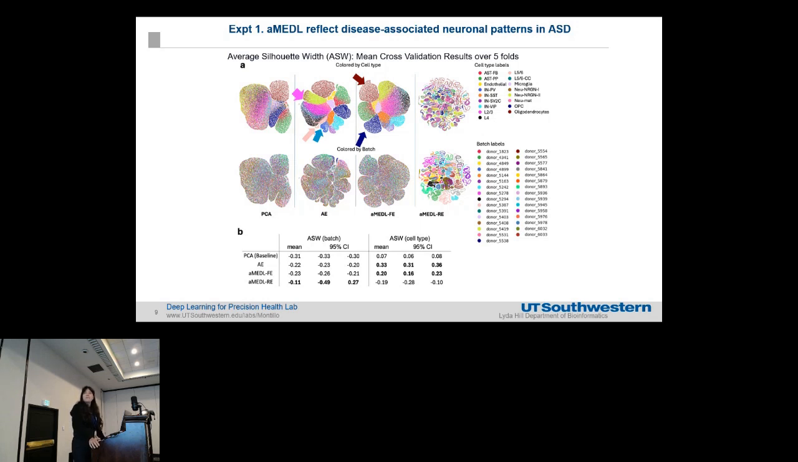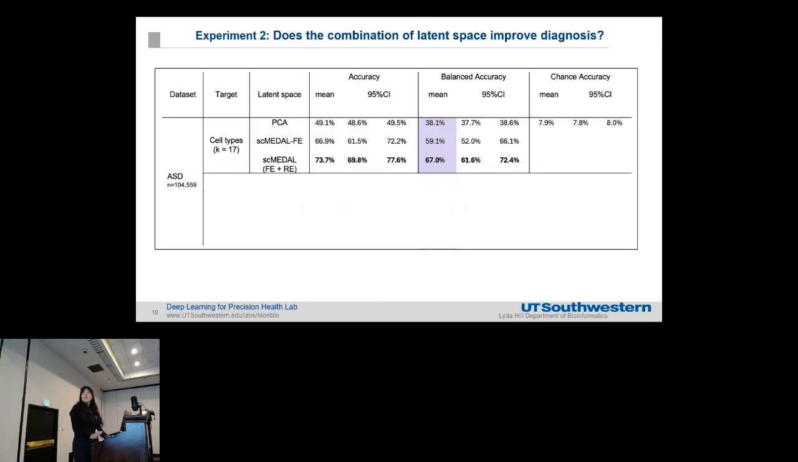So since we are removing the donor effects from the fixed effects latent space, we are also modeling them in the batch effects latent space, or random effects latent space, in which you can see the cells now cluster by donor. And this is supported by the average silhouette scores by batch, which are higher for the random effects subnetwork. So we have these two latent spaces that provide complementary information.